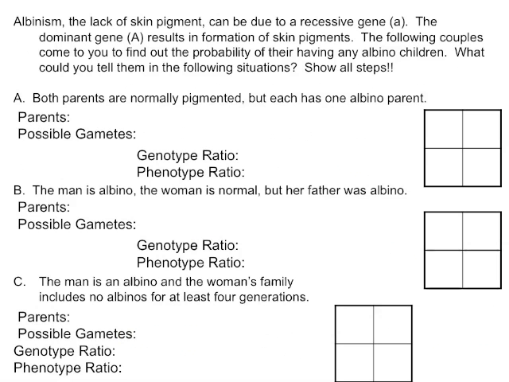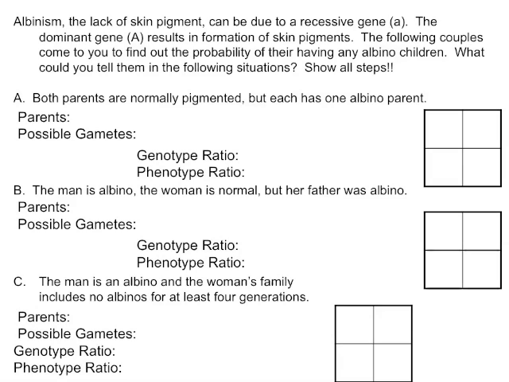Next, I've got one more problem. It's about albinism, and I've got a breakdown of a few different possible questions that would be subset questions. So the first overarching background we have for this is albinism, the lack of skin pigment, can be due to a recessive gene, little a. The dominant gene, big A, results in the formation of skin pigments. The following couples come to you to find out the probability of their having any albino children. What could you tell them in the following situations?